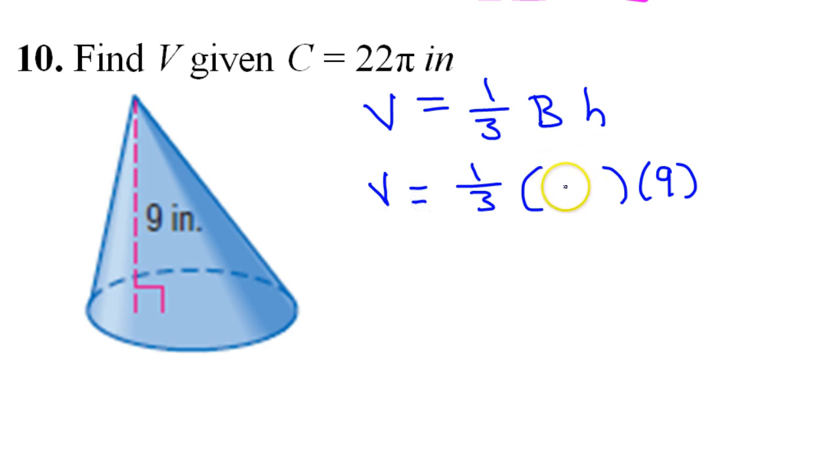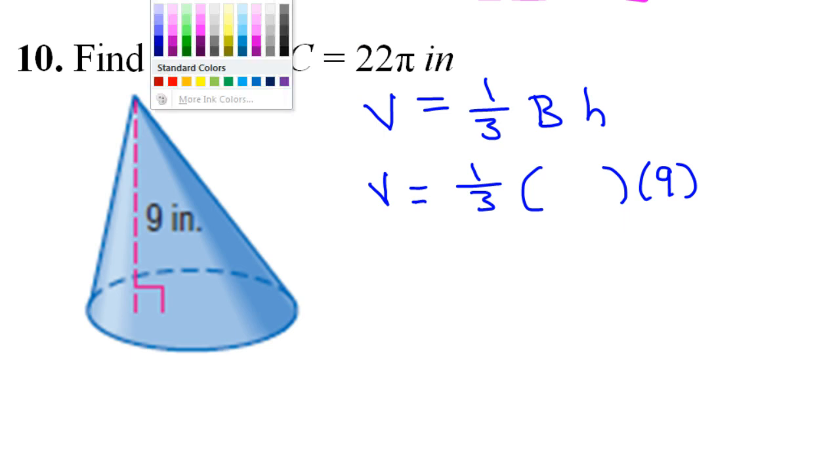Okay, so we just need to find the area of the base. The area of the base is the circle. But we don't have the radius or anything, so are we stuck? No, we do have the circumference. So even if you don't necessarily know exactly how you're going to get from the circumference to the area of the base, if you know you're given the circumference, a good place to start is using the circumference formula and seeing what you can do with it.